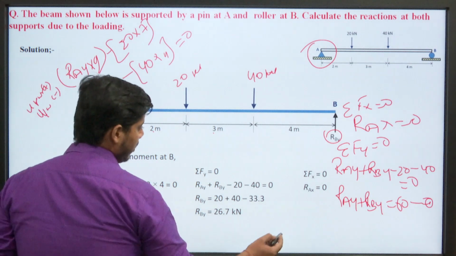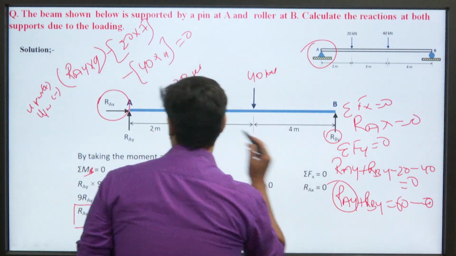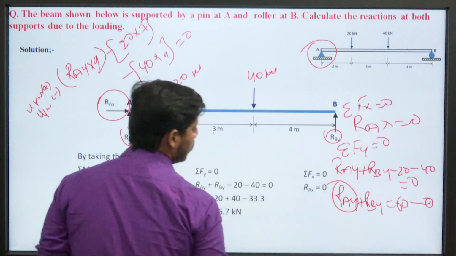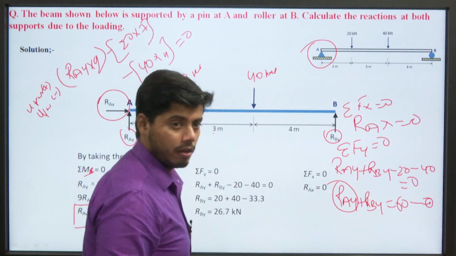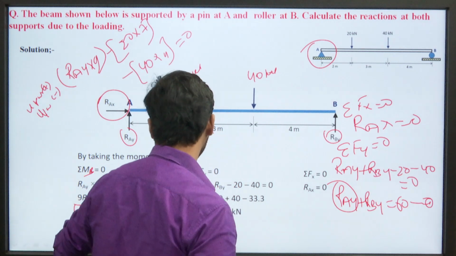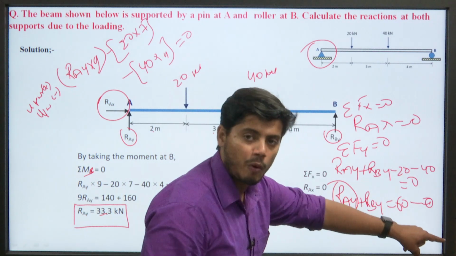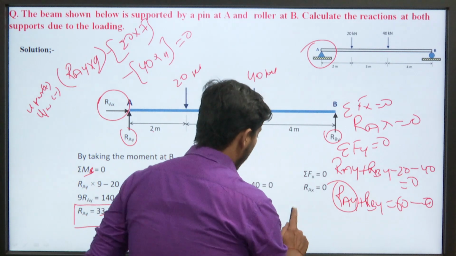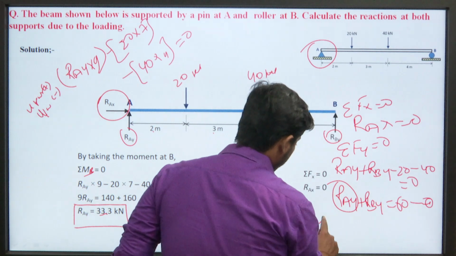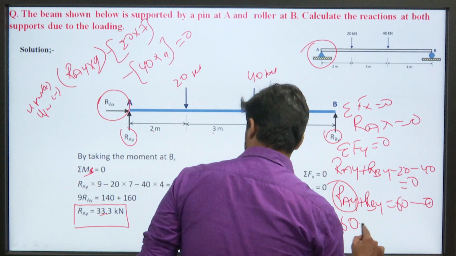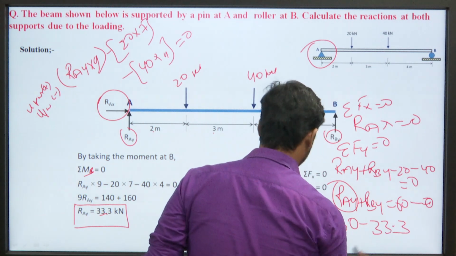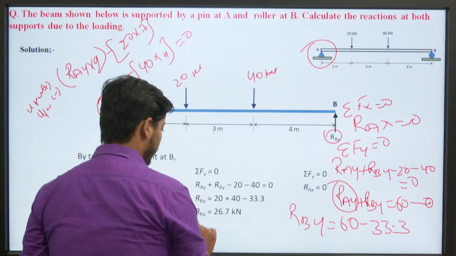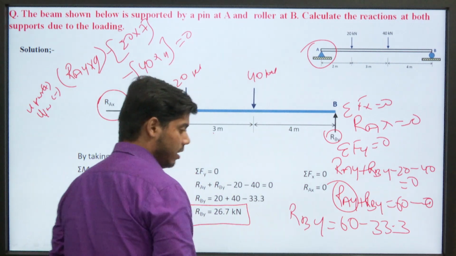Now we have the value of R A Y, and we already calculated the value of R A X. Now to find the value of R B Y, we are substituting the value of R A Y in equation number 1. It means R B Y is calculated as 60 minus 33.3, or R B Y is 26.7 kilonewton.